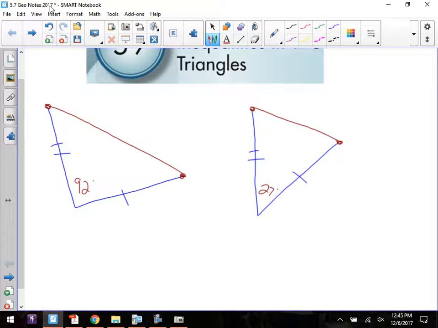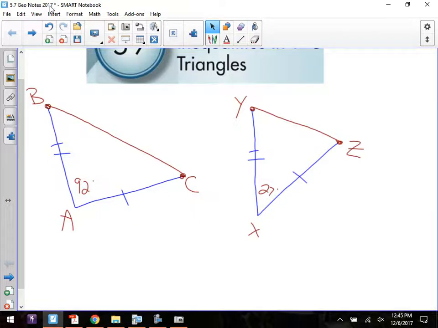So if I call this triangle ABC, and this one XYZ, what happens here, you'll notice you've got two sets of sides that are congruent, which is completely possible. It can happen. It does not necessarily mean that you're going to wind up with a third set of sides, or some other angle that's congruent between them for a side angle side.